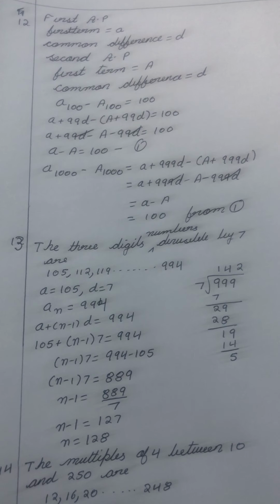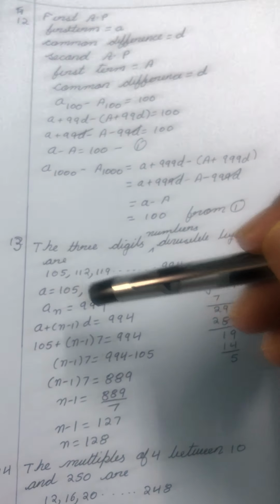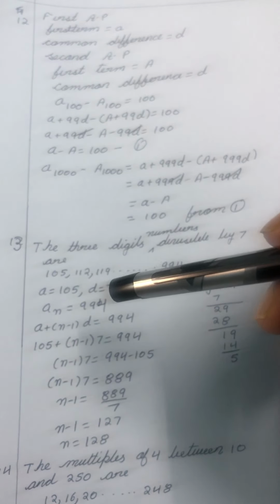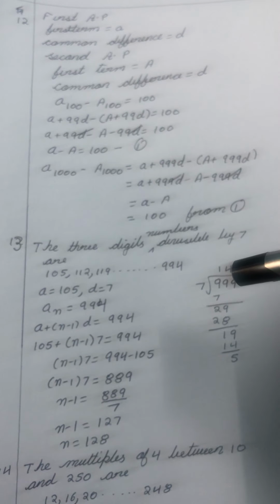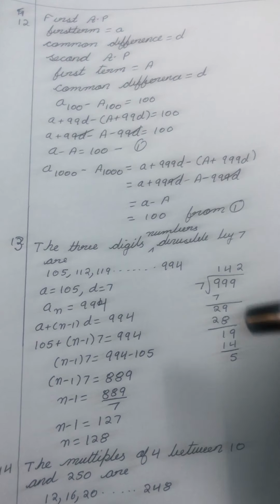In this type of question, the divisor is the common difference. It's just like a table. So for the next term just add: 105 plus 7, 112, 112 plus 7, 119. Now we also have to find the last term, that is the nth term of this AP. We know the greatest 3-digit number is 999, so we divide 999 by 7. The remainder is 5. So if I subtract 5 from 999, that number will be completely divisible by 7. So 999 minus 5, 994.